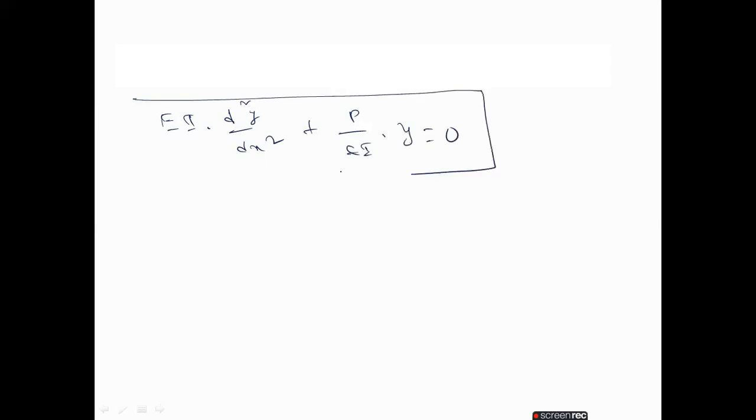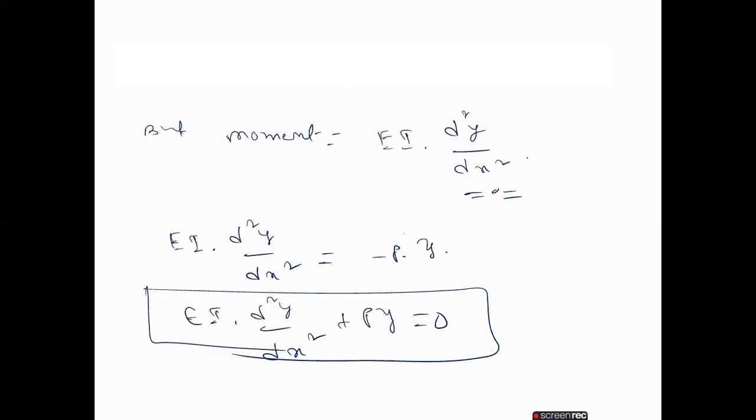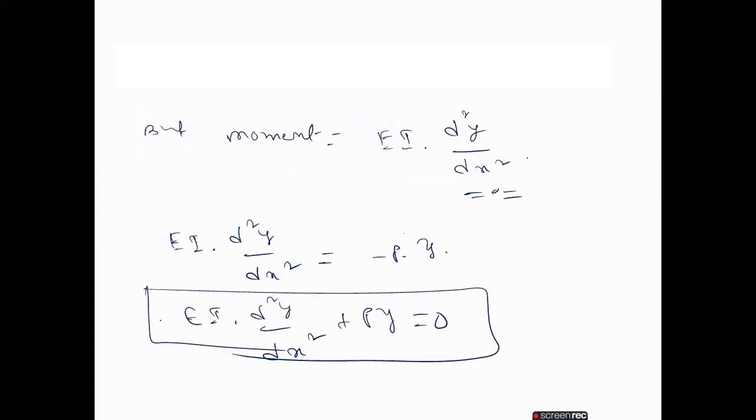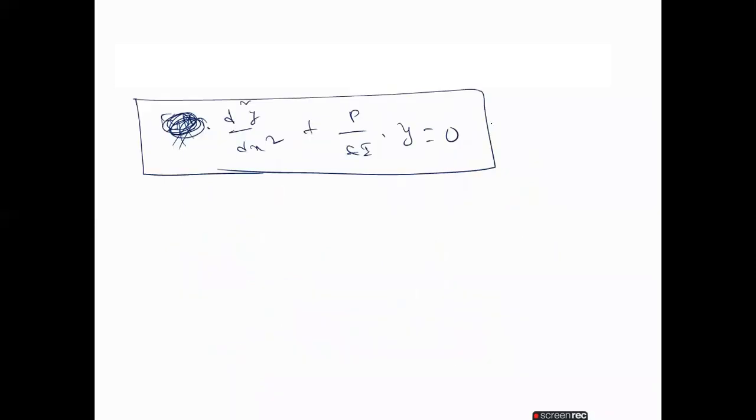So how will we calculate the solution for this case? Now we know the equation, whatever we got here, d square y by dx square. Now I divide by EI on both sides, and you will get the equation like this.